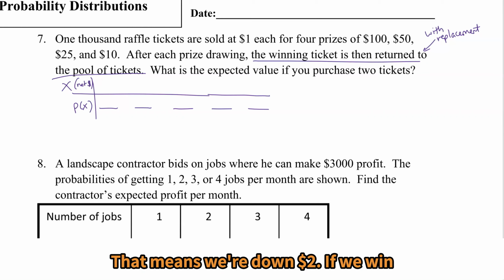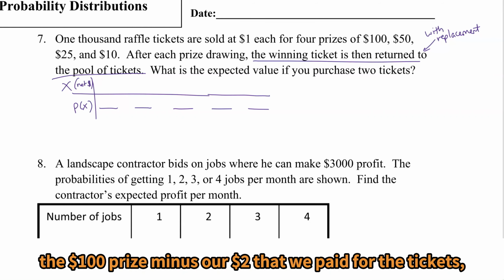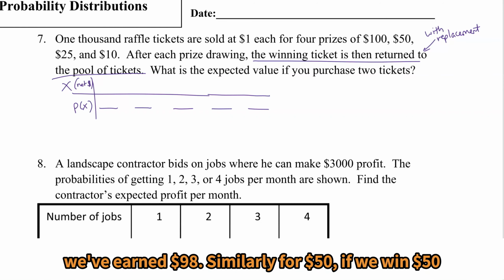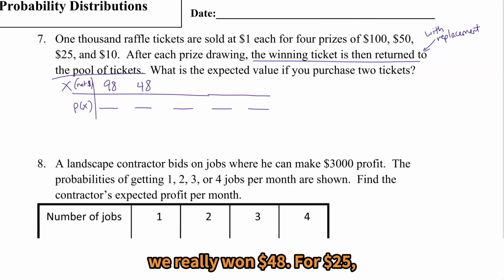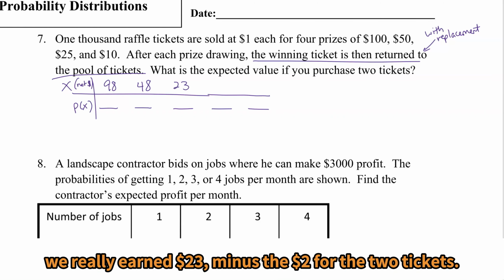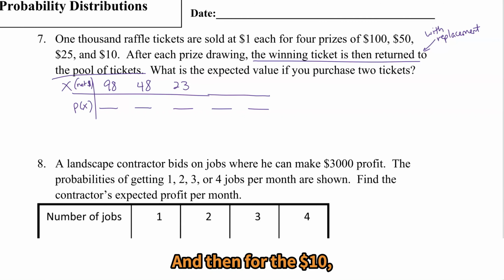So we buy 2 tickets. That means we're down $2. If we win the $100 prize, minus our $2 that we paid for the ticket, we've earned $98. Similarly, for $50, if we win $50 but we still bought 2 tickets, we really won $48. For $25, we really earned $23, minus the $2 for the 2 tickets. And then for the $10, we really earned $8.